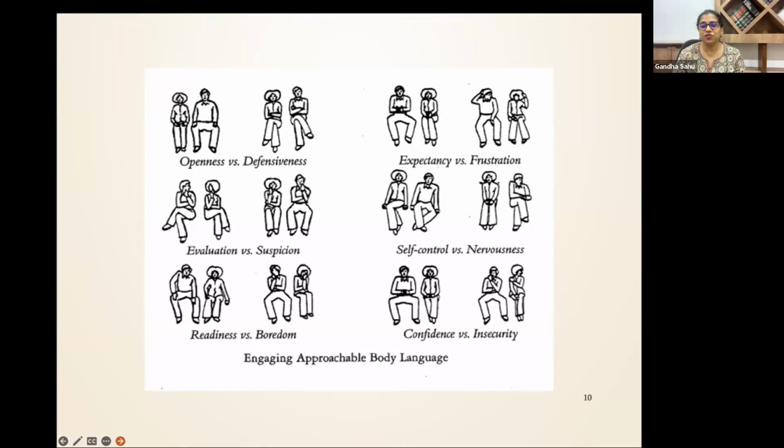Then there's self-control and nervousness. Someone who's jittery will generally be shaking their legs or tapping on the floor, or you keep playing with your fingers on the table. All kinds of things that we do, which many times we don't even know.